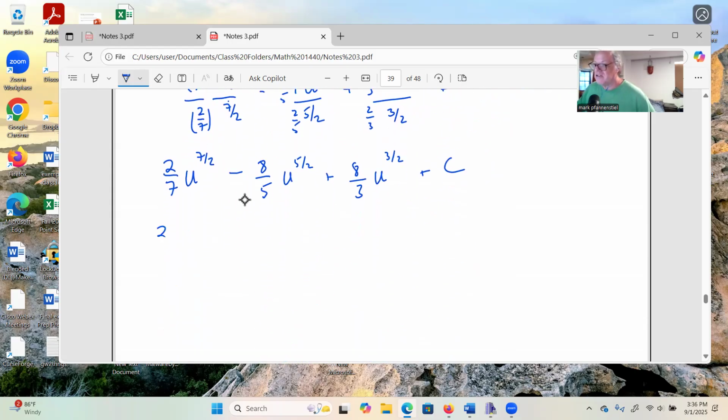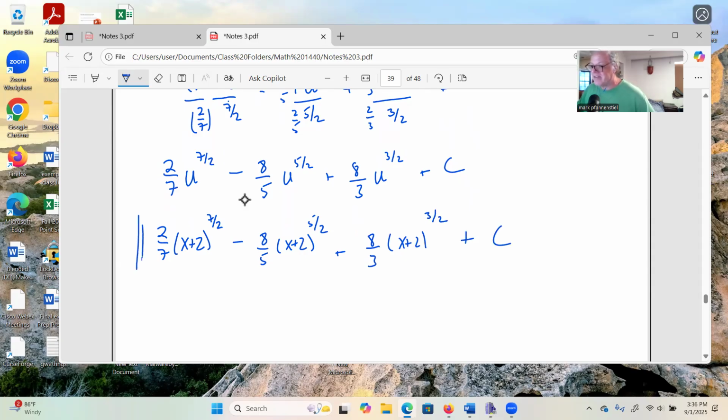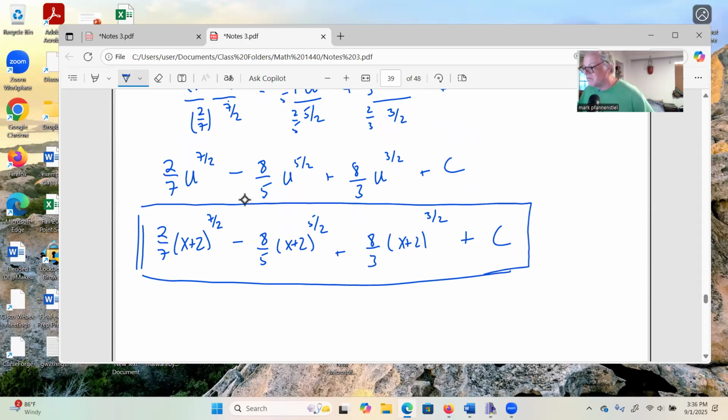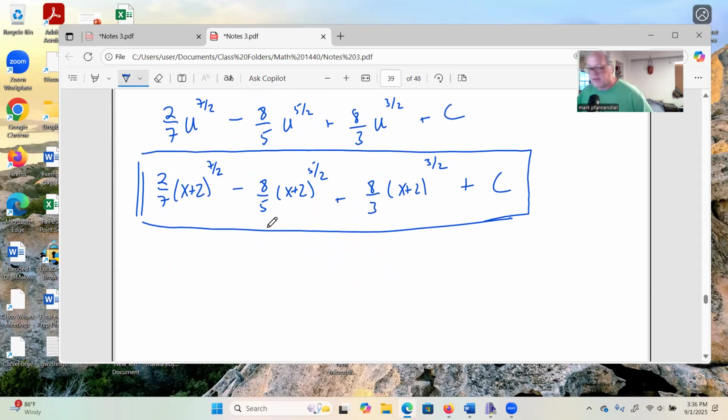So we have 2/7 (x plus 2) raised to the 7/2 power minus 8/5 (x plus 2) raised to the 5/2 power plus 8/3 (x plus 2) raised to the 3/2 power plus c, and that is the answer for how you do one of those types. Okay, I have a couple more problems for us to do just to showcase the number of ways you can do this.